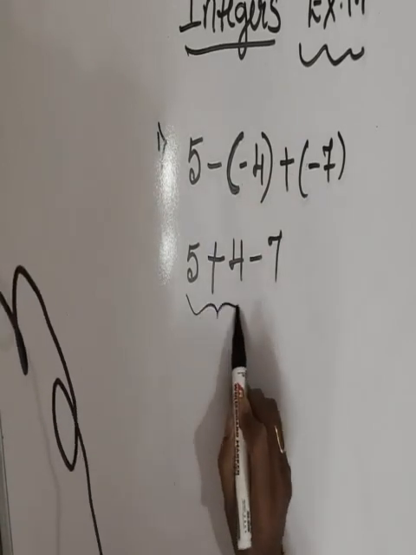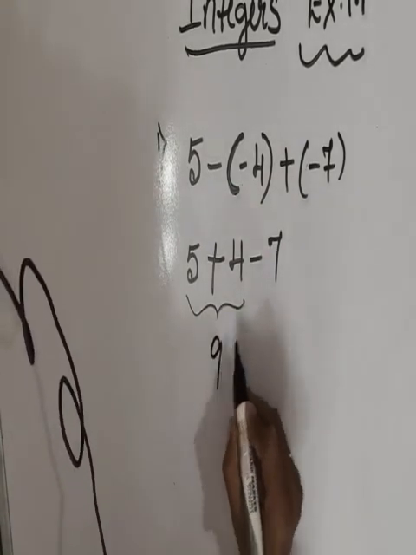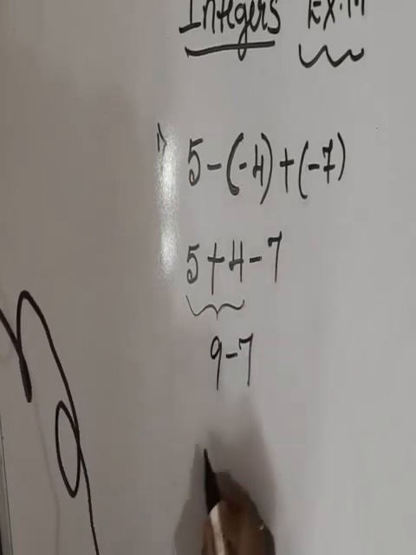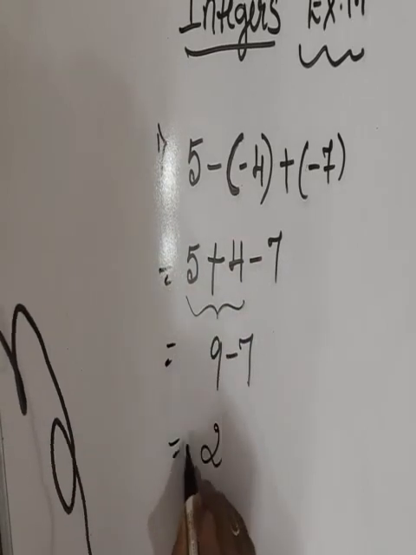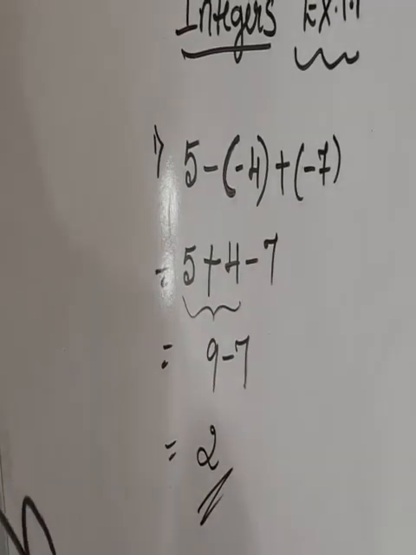Now first these two you do. 5 plus 4, how much? 9. As it is, you write here. Now 9 minus 7 is 2. Then you will not go wrong. See, this is the answer.